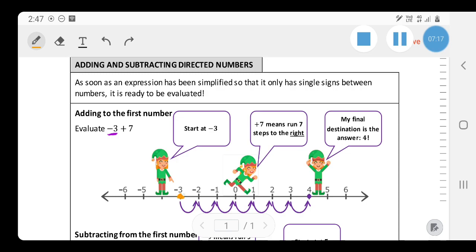Okay, so starting at -3, we do 7 leaps. 1, 2, 3, 4, 5, 6, 7. And our destination, as Marvin is telling us here, is 4, which is our final answer. So -3 plus 7 equals 4.